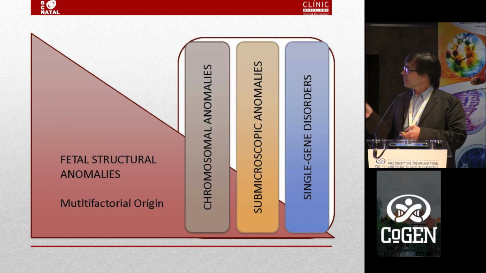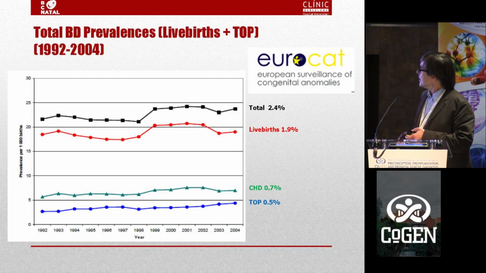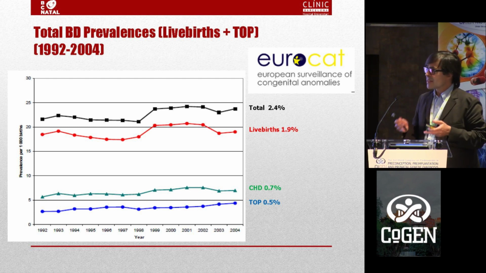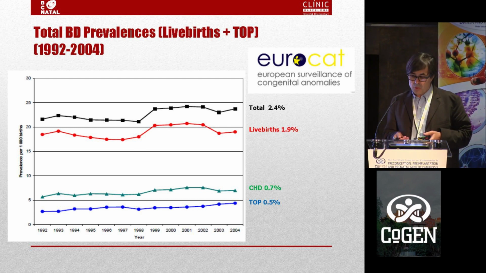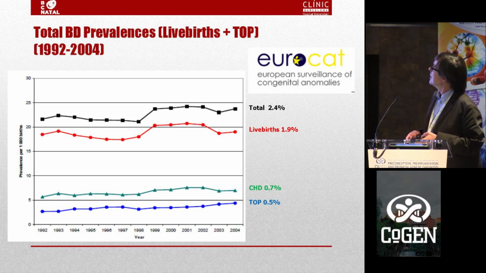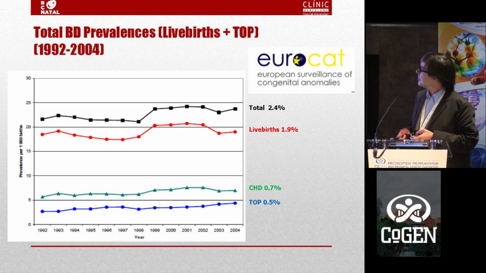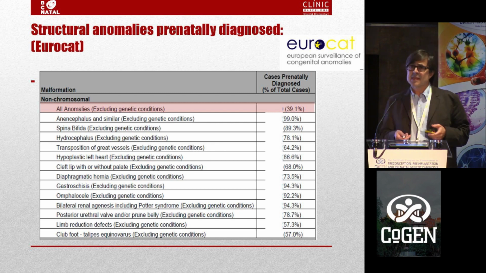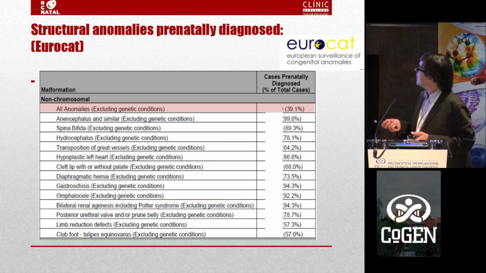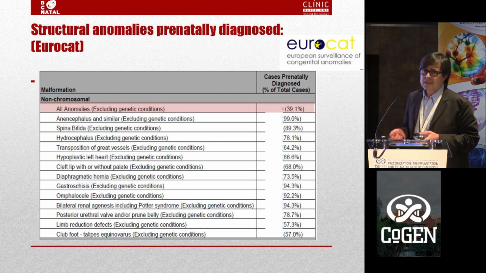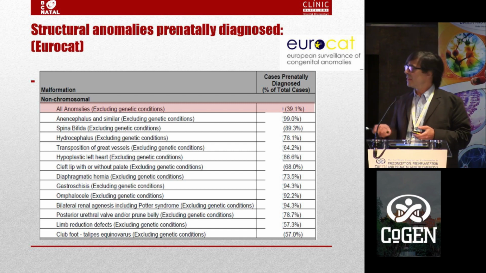So let's go point by point. How is prenatal diagnosis organized, how has it evolved in the last years, and how may it evolve in the future? These are structural anomalies in Europe, 2.4%, just major structural anomalies, and this is the percentage that are prenatally detected or diagnosed. The overall percentage is 39, let's say 40%.